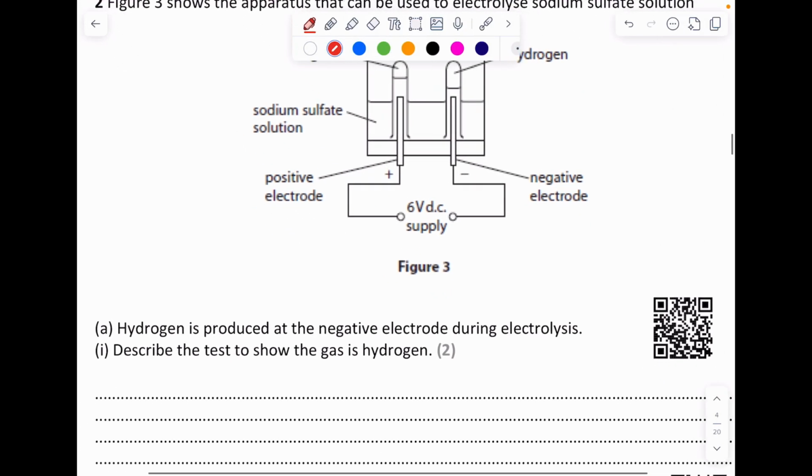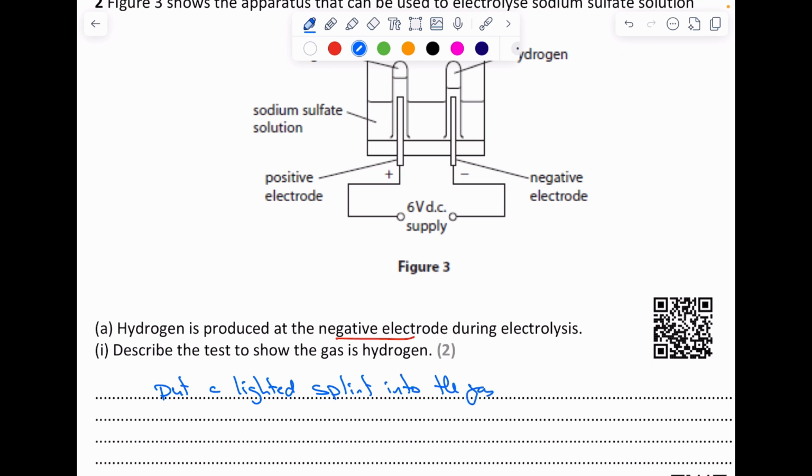So this is a question looking at electrolysis. It says hydrogen is produced at the negative electrode. Describe how we would test to show the gas is hydrogen. So all we would do is put a lighted splint into the gas, and then we say it will burn with a squeaky pop. 1 mark for each one.